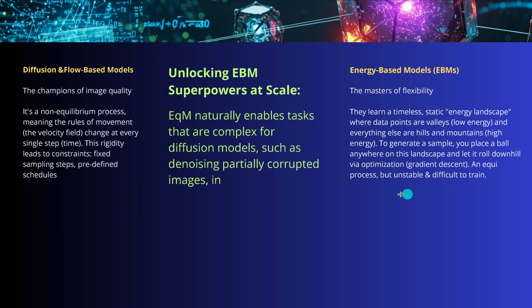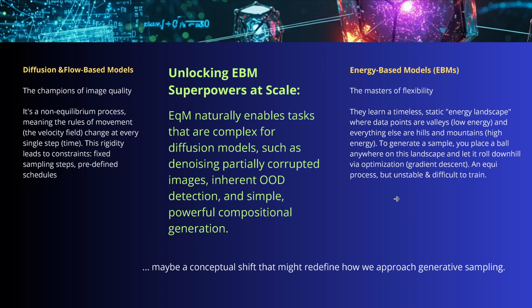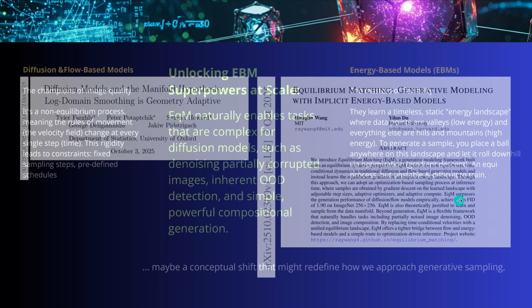Absolutely. But you know what? We can unlock EQM's superpowers at scale because naturally EQM enables tasks that are too complex, too time intensive, too expensive for the diffusion models to do for the training, such as denoising partially corrupted images, inherent out-of-distribution detection, and simple powerful compositional generation. Isn't this beautiful? Combine the best of both worlds. And maybe this is really a conceptual shift that might redefine how we approach generative sampling.